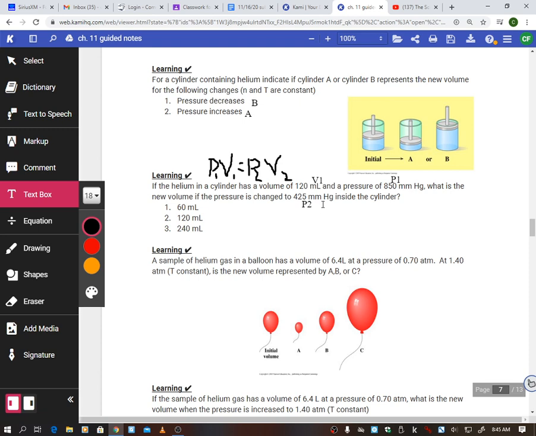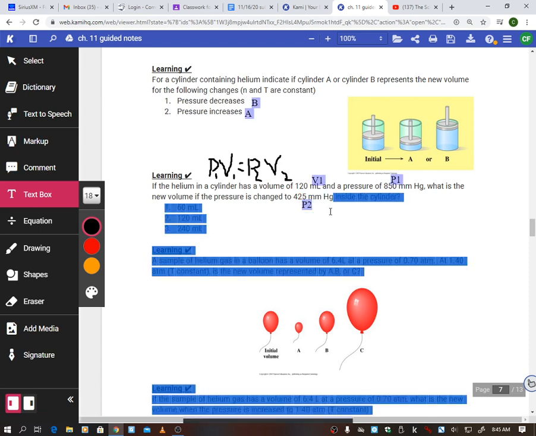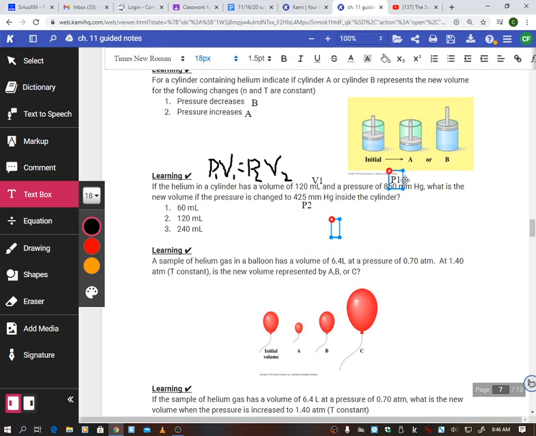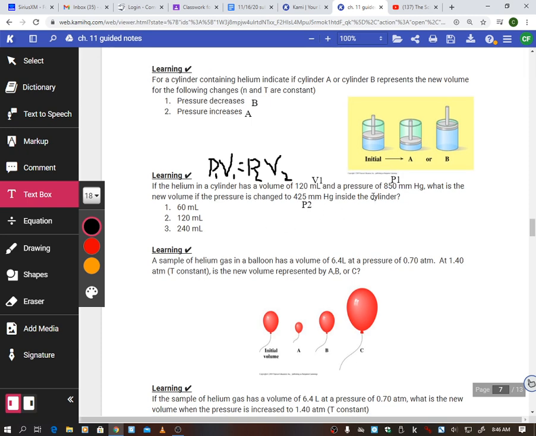Now the big thing that I need to make sure here is that millimeters of mercury is the same, that these two pressures have the same unit. Sometimes they will try to trick you and give you ATM here and millimeters of mercury here, and then you would just have to choose one of them to change. It wouldn't matter which one you choose.